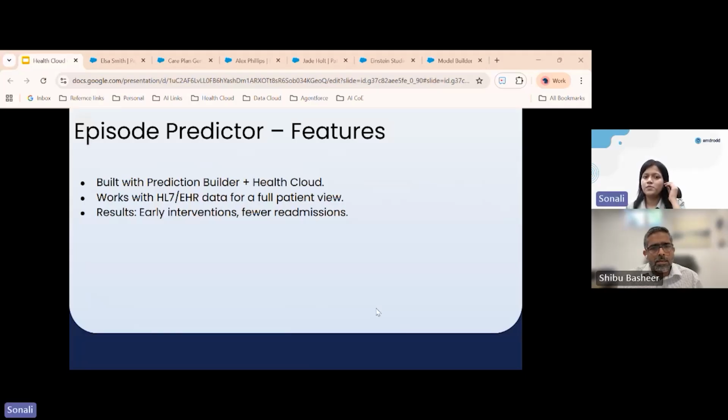I feel the outcome of this episode predictor is exactly what modern healthcare is striving for, because early interventions and fewer hospital readmissions will help the healthcare industry. In other words, this will make healthcare more predictive, I would say, and not just reactive. So instead of waiting for problems to happen, we are empowering our care teams to prevent them. So that's the key feature, or the beauty, of this episode predictor.